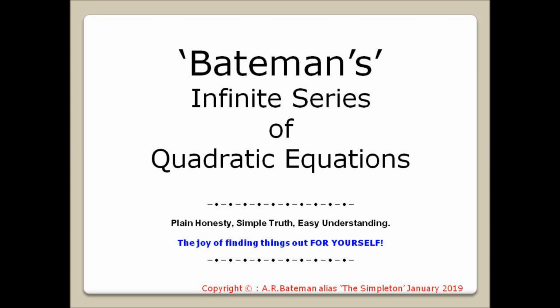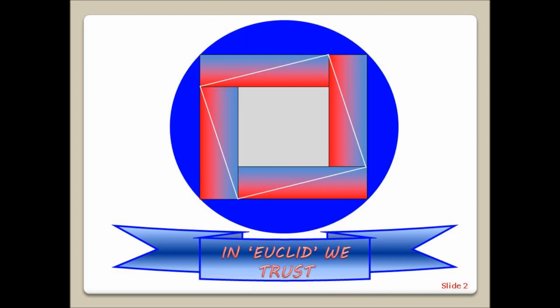Bateman's infinite series of quadratic equations. My motto? Plain honesty, simple truth, easy understanding. The joy of finding things out for yourself. The simpleton's mathematical coat of arms. The motto? In Euclid we trust.